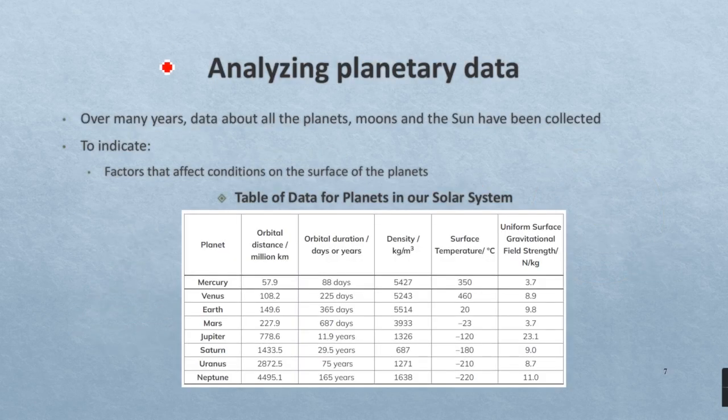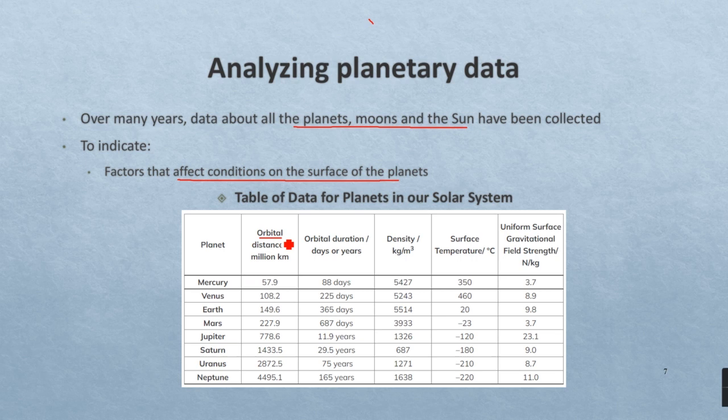Now let's talk about some analytical data that we need to study. Over many years, we collected data about the planets and the moons, and also the sun, and how to find certain planetary data to study different conditions and the surface of different planets, their density, their temperature, and also how far they are from the sun.